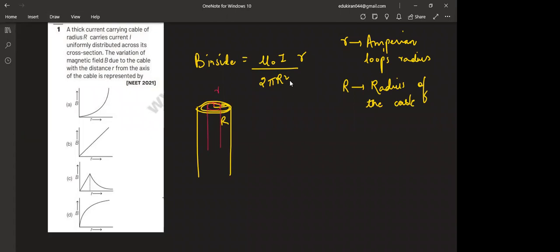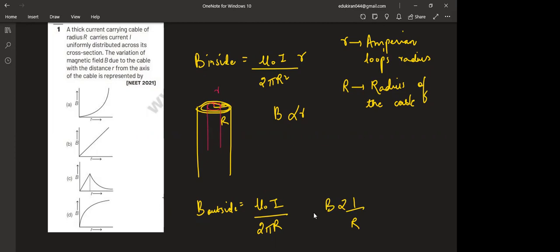But if we write the formula for outside, the formula outside is mu naught I by 2 pi r. That's it. So can you see the variation with r? Here the magnetic field is directly proportional to r. And here r is the distance from the axis of the cylinder. Now in this second case, for a point outside the cylinder, the magnetic field is inversely proportional to r.